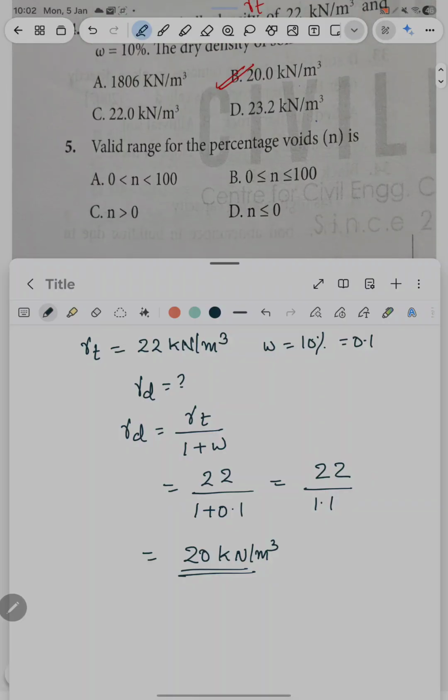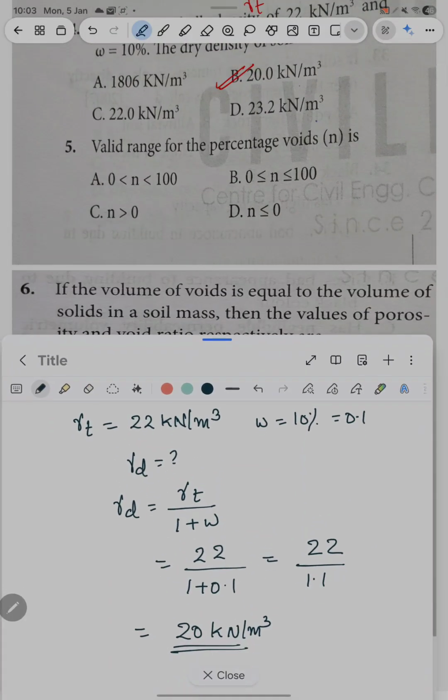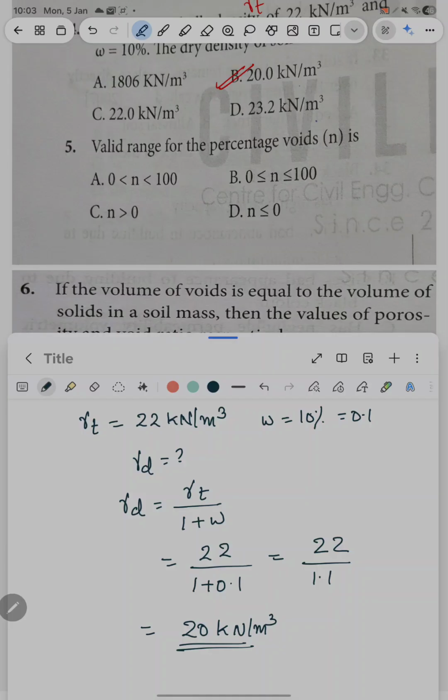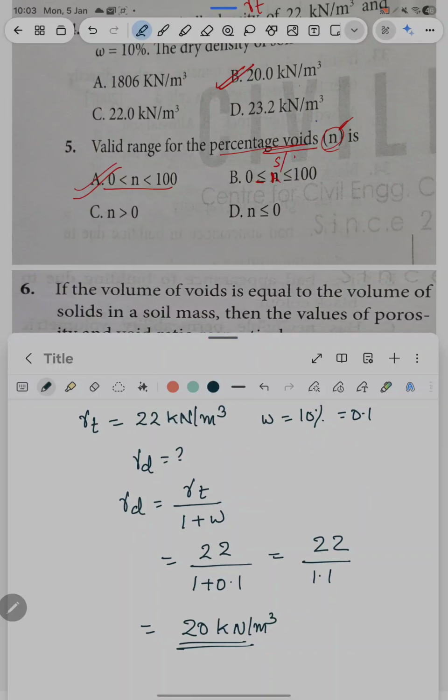Next question. Valid range for the percentage voids N is. Valid range for the percentage voids N. But N is denoted by porosity, isn't it? Yes. So percentage voids, what is the range of porosity? 0 less than N less than 100. This is the value of porosity. Not equal to sign. This equal to sign is coming for S and air content.